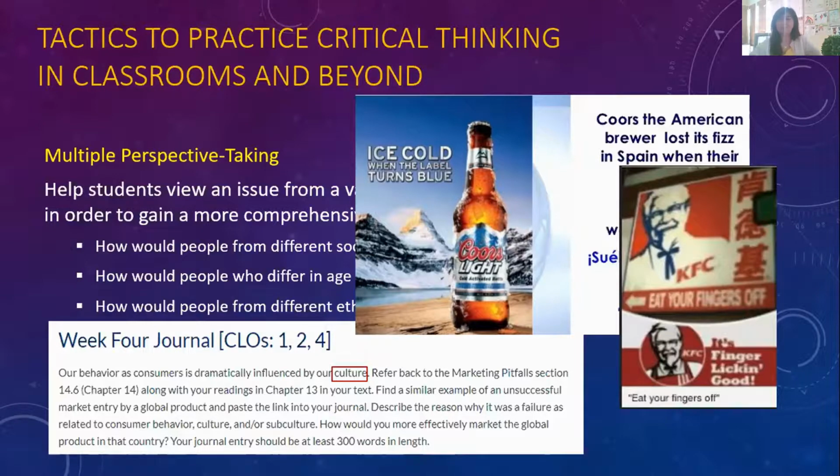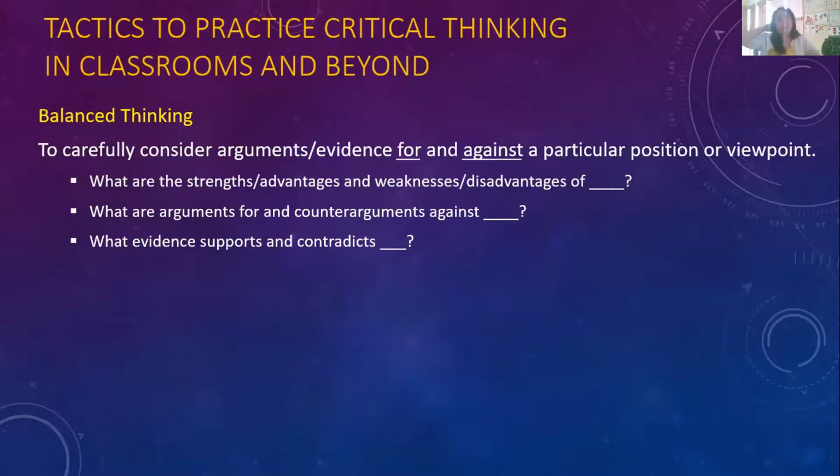Next slide, please. Another tactic is to practice balanced thinking. We can help our students to carefully consider arguments for and against a situation. What are the strengths or the weaknesses of such thinking? How can you provide arguments for and counter arguments against this idea that you have, or how can you provide evidence that supports or contradicts this event or this idea? By asking these questions in our classrooms or even in our personal life while we are sharing media in our social networks, we can help each other to understand other people's perspectives. We can help to be more balanced thinking.